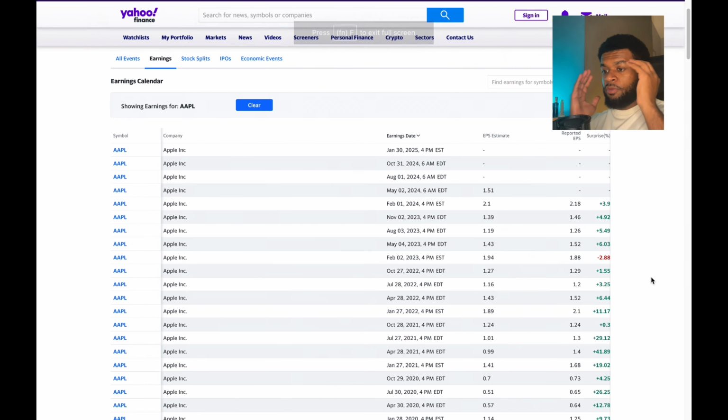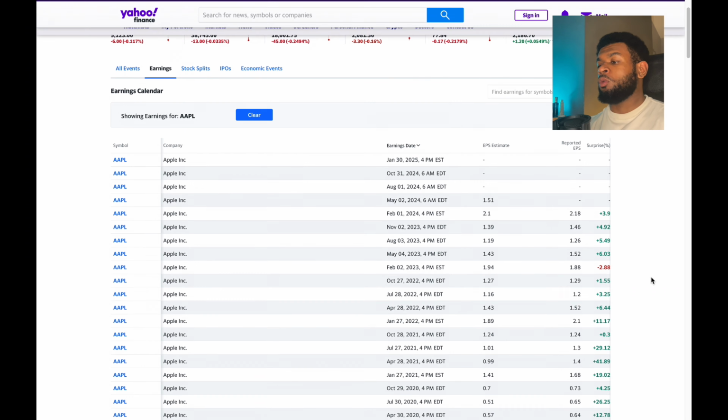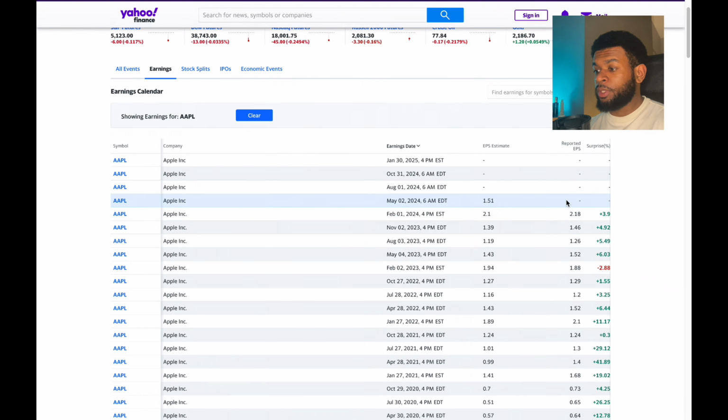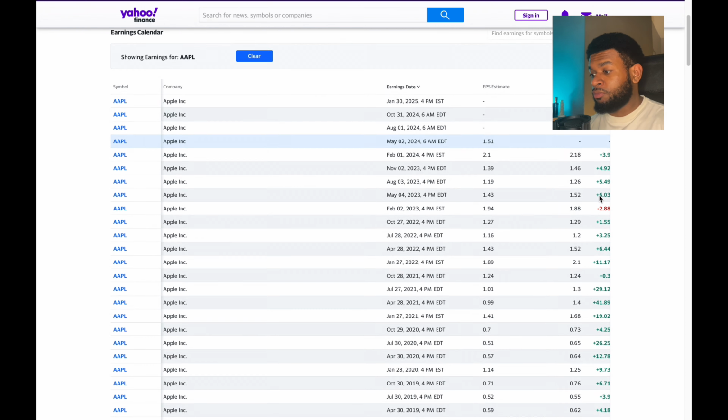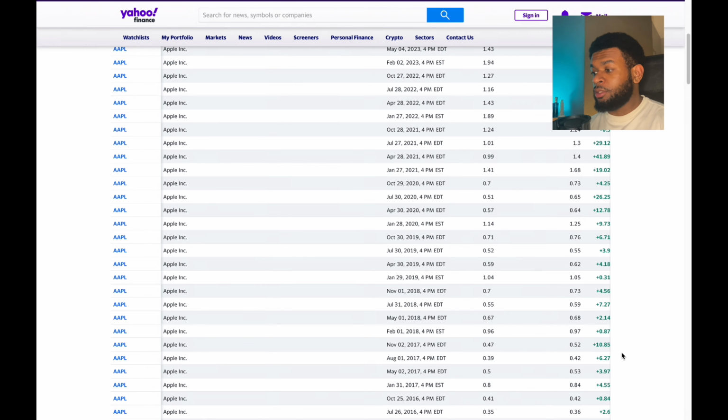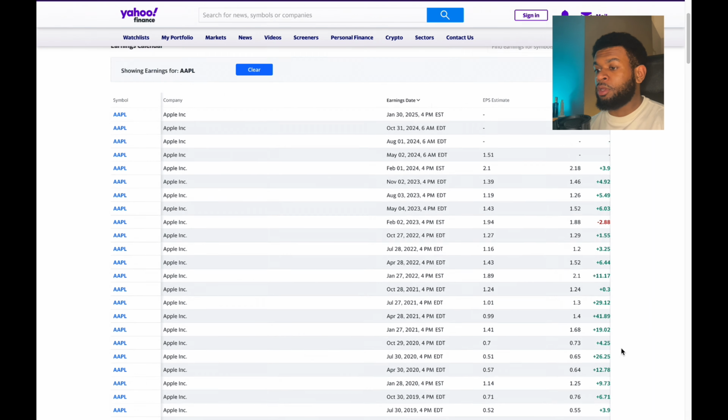Now, lastly, for Yahoo Finance, I like to use the earnings tab to keep track of when the company is going to report its next date of earnings. As we can see, the next date for Apple to release its earnings is May the 2nd, and they've got an EPS estimate of 1.5, right? So it'll be interesting to see if they surpass that, or if they don't, which is obviously possible. But just by looking at the company's history, Apple is pretty consistent. They always seem to surpass their earnings.